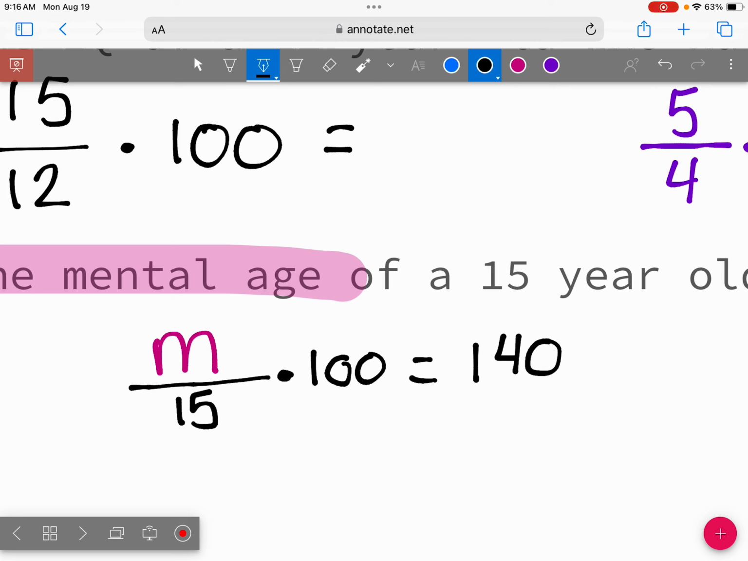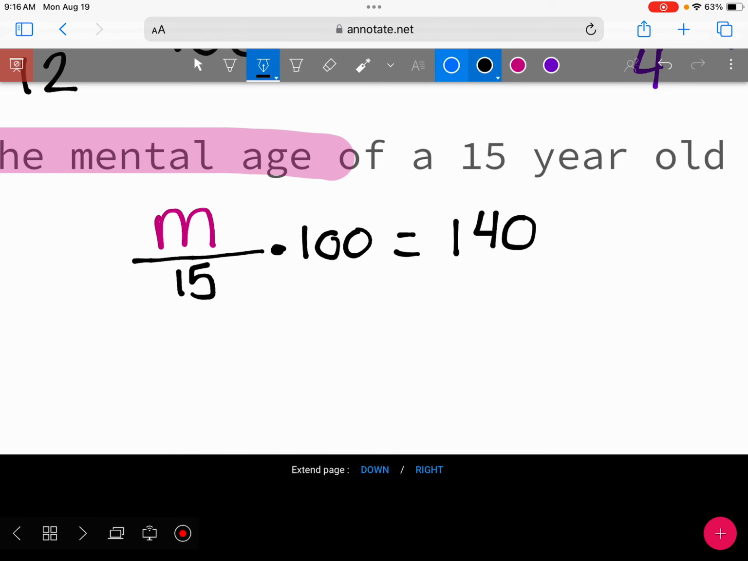What are your thoughts for what to do next? What you got? Multiply 15 on both sides? Totally fine. That's going to give us 100 times M equals, so if we multiply this side by 15 and this side by 15, what is 140 times 15? I was going to say, if that's the way you want to go, that's fine, but you got to be able to do 140 times 15 without a calculator, because we don't get to use calculators.